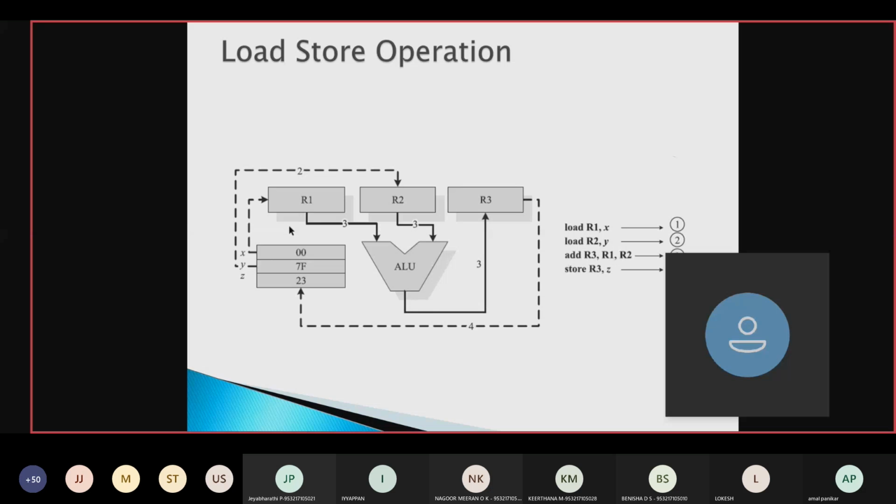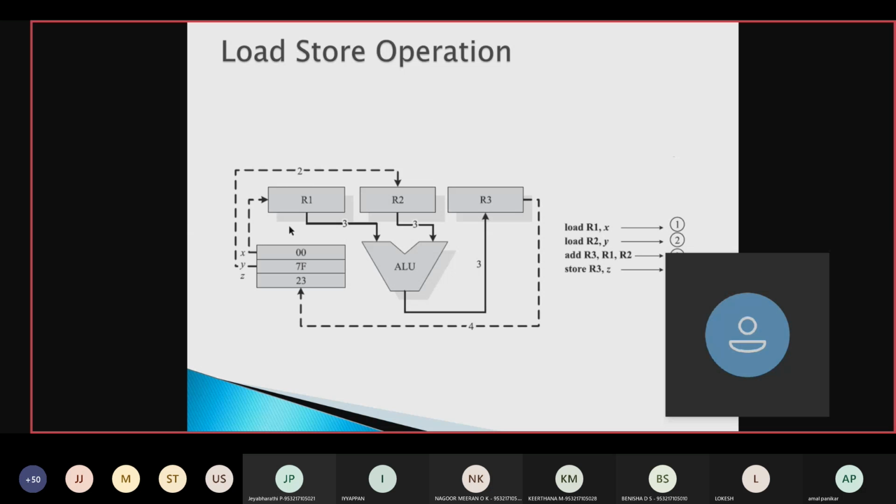For example, I have given a diagram here, where R1, R2, R3 are called registers, and ALU is nothing but the arithmetic logic unit, where the arithmetic operations are performed. I am having X, Y, Z, which are called the memories. In the X location we have 00, in the Y location we have 7F. In the Z location, we need to store whatever the result is.